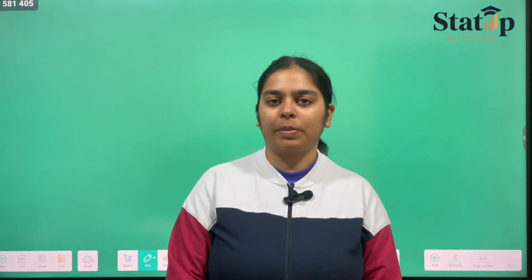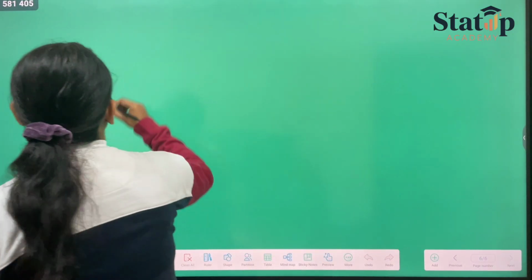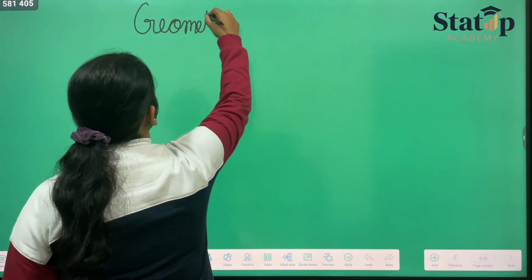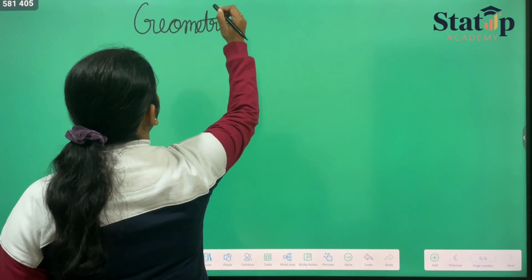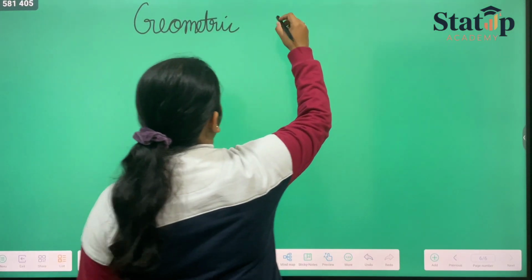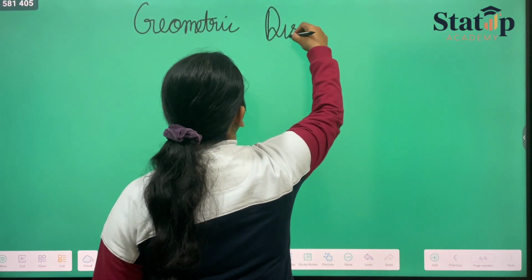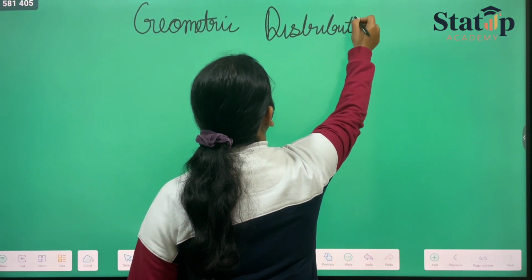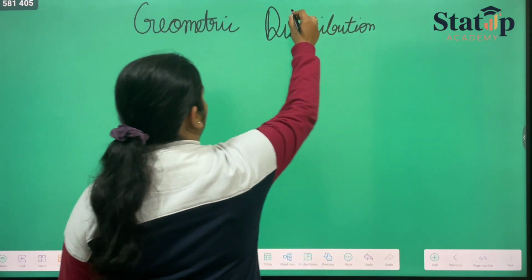In today's lecture, we'll be dealing with a new distribution, which is the geometric distribution. Geometric distribution is the distribution which was derived for measuring the number of failures before we get one success. So it measures the number of failures before we get the first success in any case.